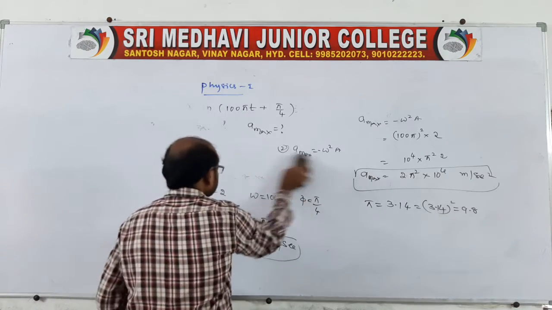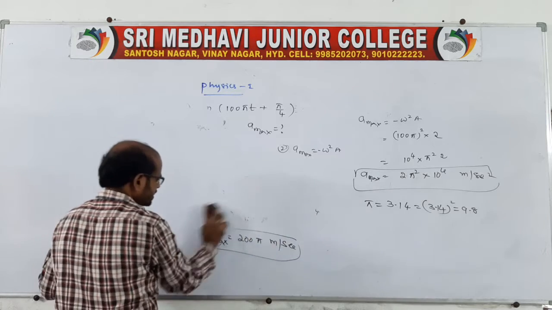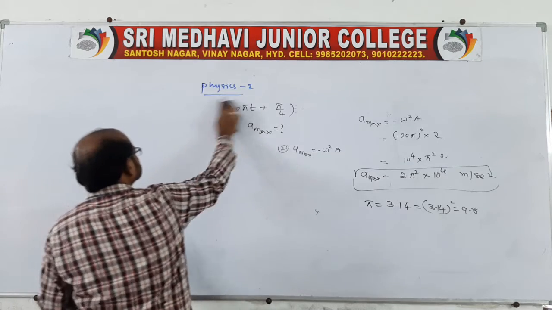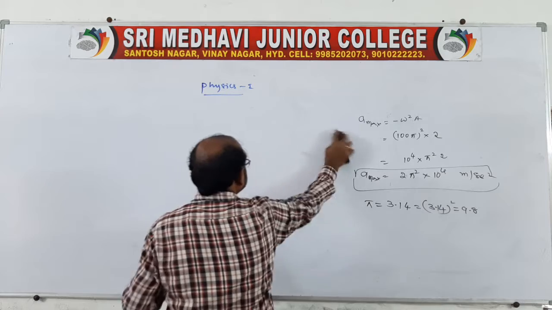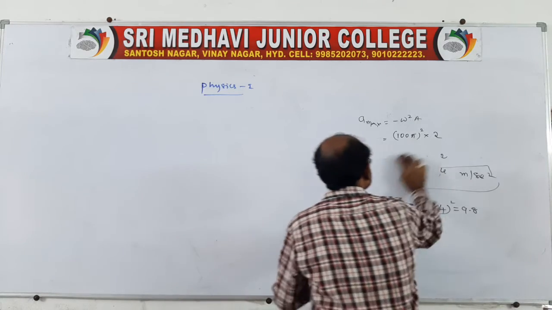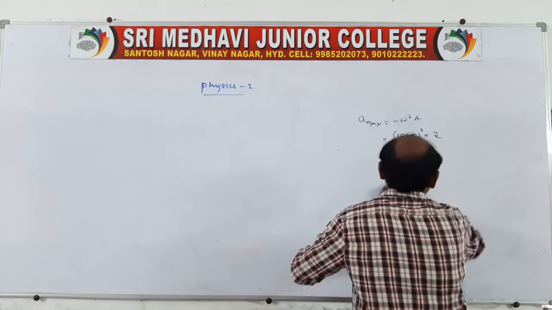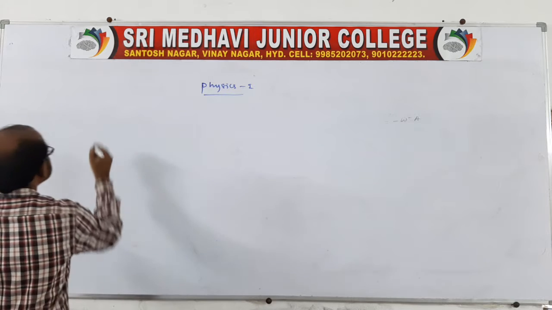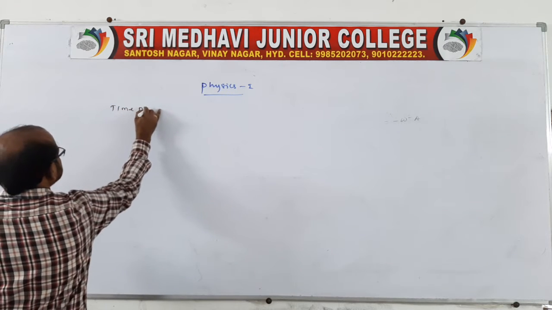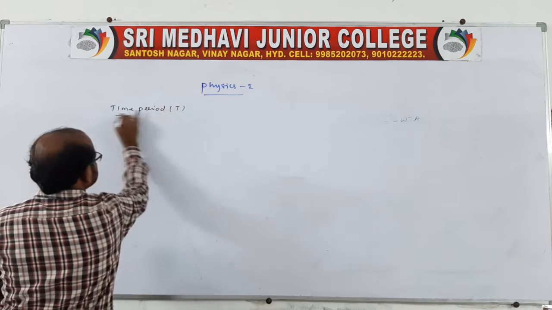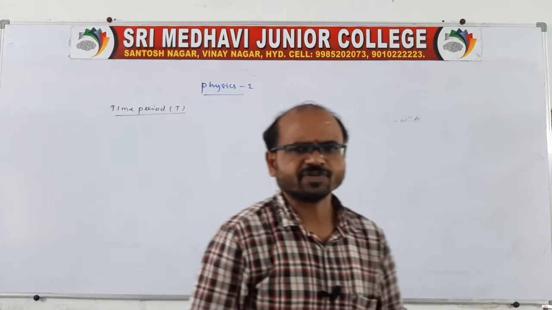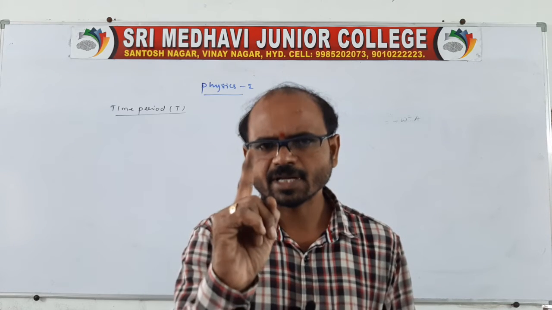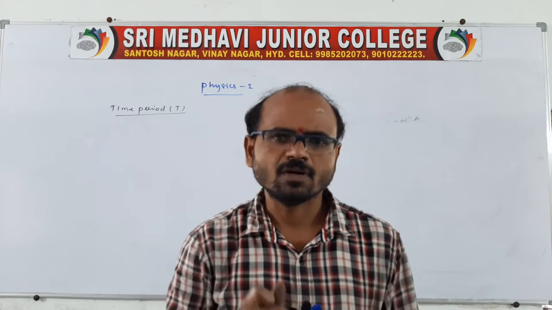The next parameter is about the time period. You note it down as the time period, capital T. Of course, time is different and time period is different. What is the time period? Time period is nothing but the time taken to complete one rotation or one oscillation.